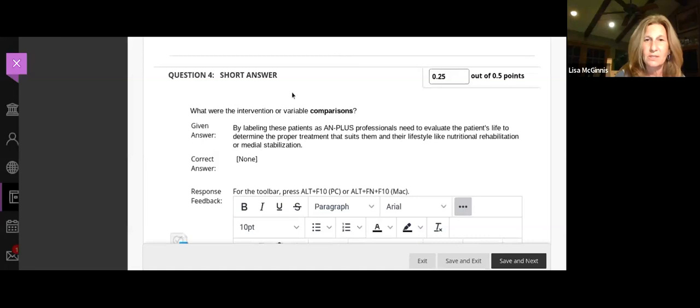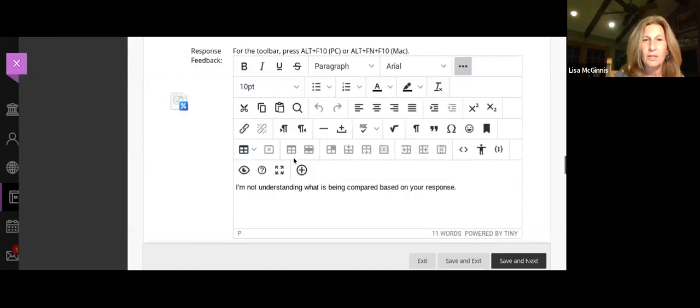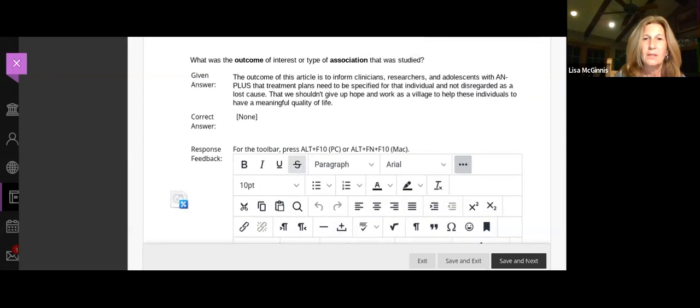This information that's given here is actually something that could go here in the outcome. The outcome of this article is to inform clinicians, researchers, and adolescents that treatment plans need to be specified for an individual and not disregarded as a lost cause. And then this section here, we would want to cut that off because, again, this is some bias in language. But that would be the outcome.